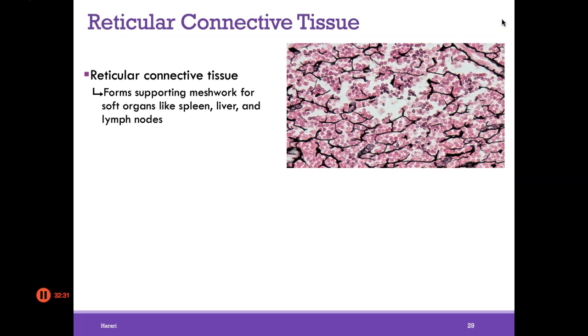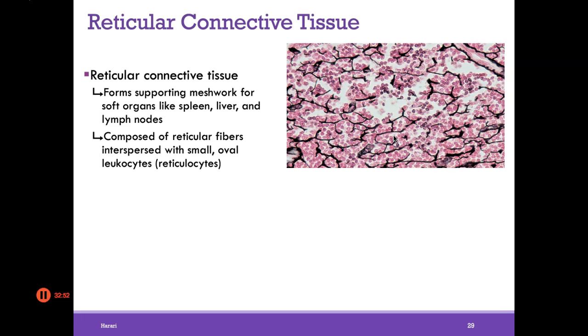Reticular tissue forms the supporting meshwork for soft organs like our spleen, liver, and lymph nodes. So again, it forms a framework or a meshwork, almost like a sponge. And these spaces are filled with white blood cells called leukocytes or reticulocytes. So we see reticular tissue where we need to filter things out, like in the lymph nodes, spleen, and also the bone marrow.